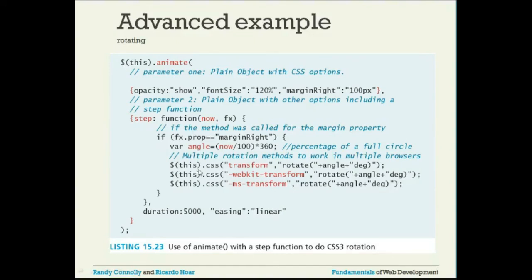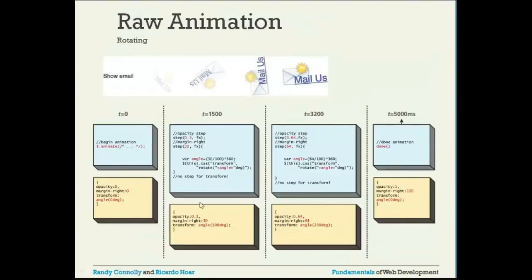For example, this is .css transform rotate. This is the angle that is calculated, in degrees. And the duration is 5000, which is in milliseconds; 5000 milliseconds is 5 seconds. The easing function we are using is the linear function. So this is the example.